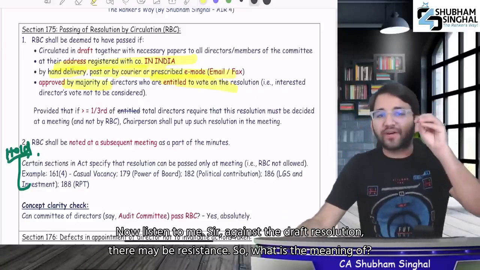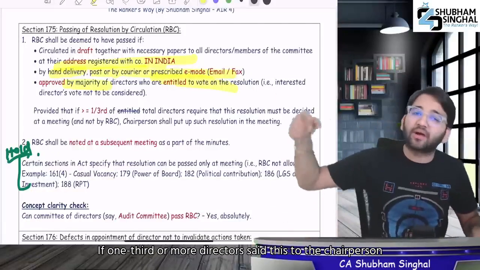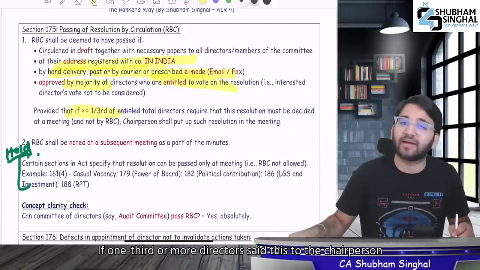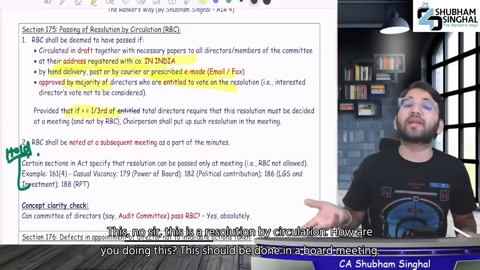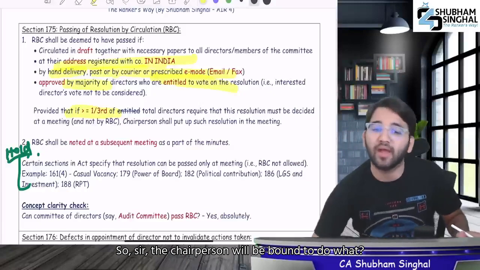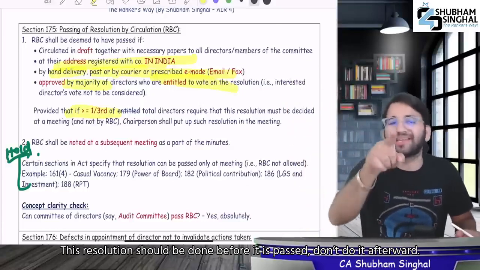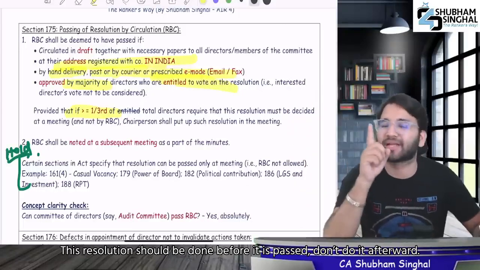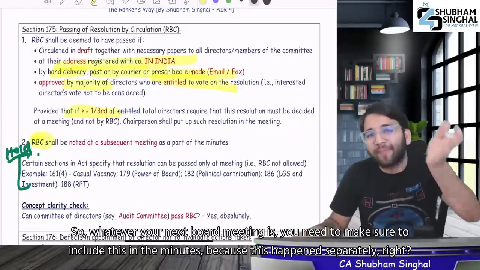Next, there may be resistance against the draft resolution. If one-third or more of the directors go to the chairperson in resolution by circulation, asking for it to be decided in a board meeting, the chairperson will be bound to put that resolution in a board meeting. But this request should be made before the resolution is passed. Don't do it afterward.